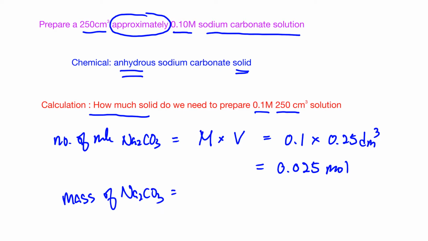Well, the mass of Na2CO3 would then be 0.025, because mass equals number of mole times molar mass.